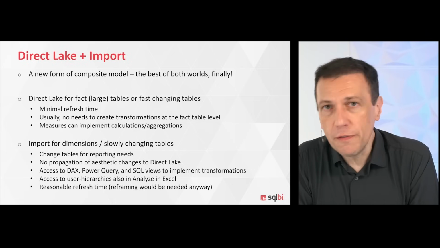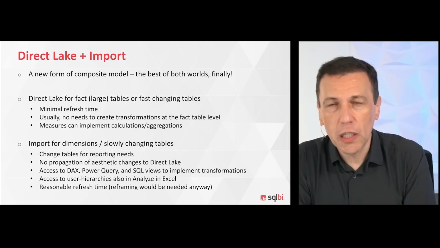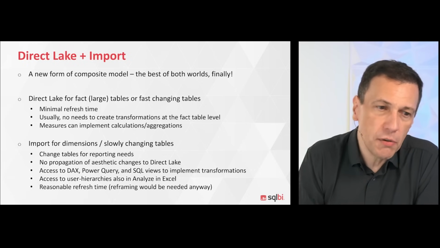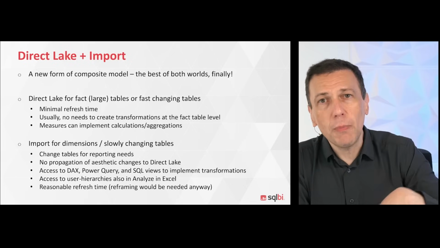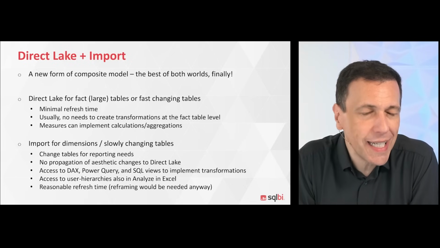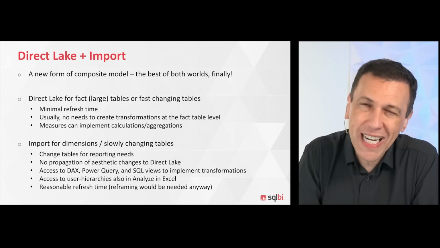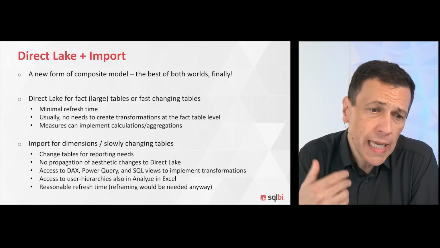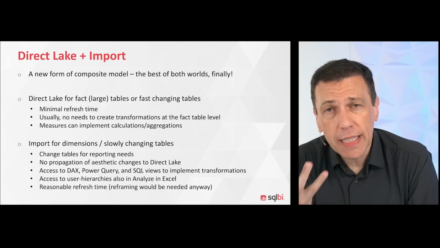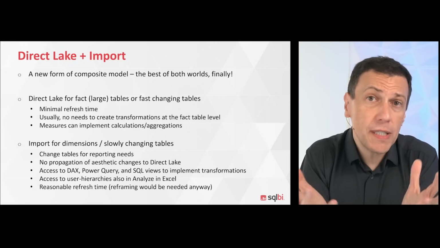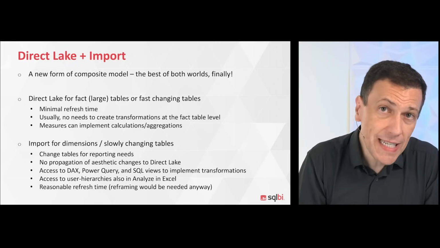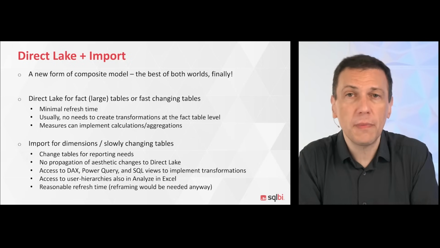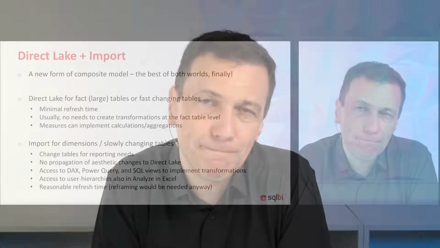We want to shorten the time to be able to deliver new features in the semantic model. We have access to all the features this way. We can do calculated columns in DAX. We can use Power Query. You can use views in SQL. You can use whatever you want. You can also get data from other tables that are not even in the Lakehouse or warehouse. It just works. And the refresh time is reasonable. It's reasonable because usually these tables are small, and if you have user hierarchies, they will be visible in Excel too. So you have all the features also from a client point of view, also in Excel. So that's the power of Direct Lake plus import mode.